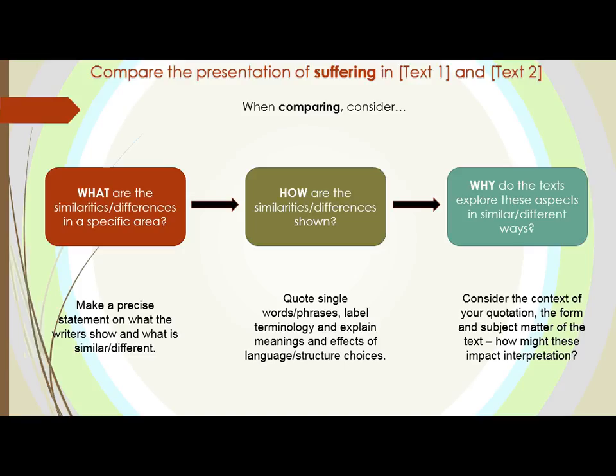That's where you need to look at the context of a quotation. Maybe think about why a word in one context might mean something different in another context. Think about how a poem is different to an extract from a novel. Think about how the subject matter might affect the way that suffering is presented, the time in which something's written, the perspective of a character, etc. How do all these things impact interpretation?